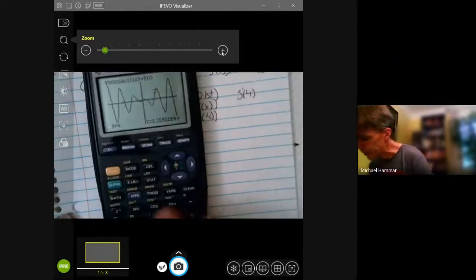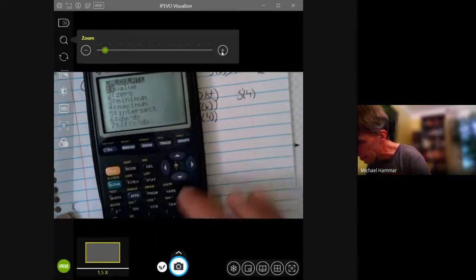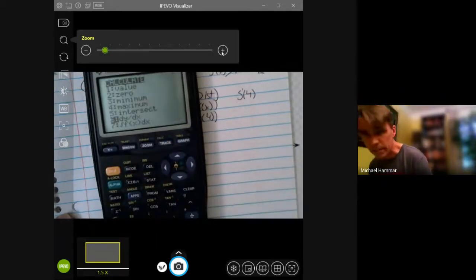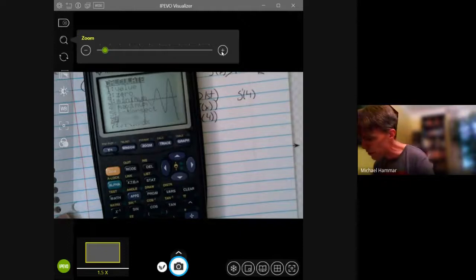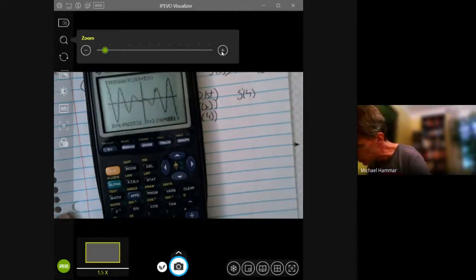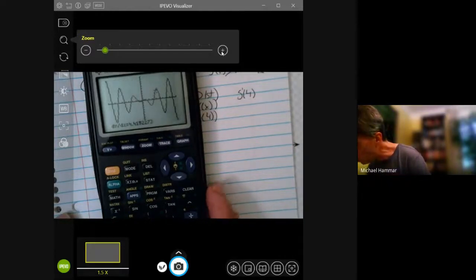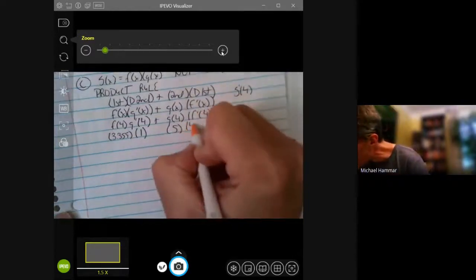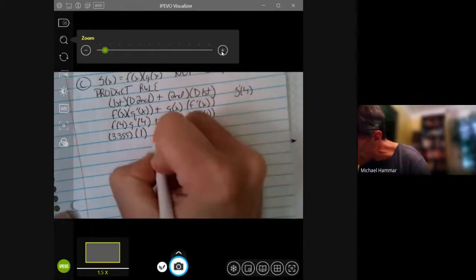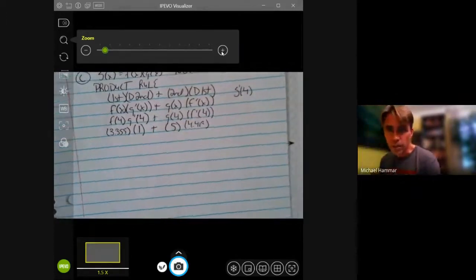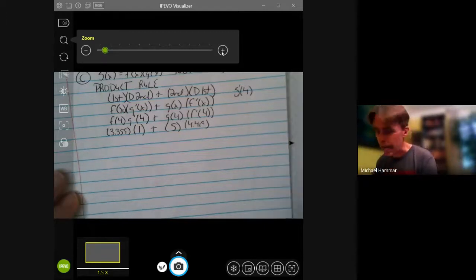But I can also use my calculator, second calculate, to find the derivative by using number 6, the derivative at 4. I'm going to do the same thing and put in x equals 4, and I find the derivative is 4.419. So to find the answer, I need to multiply these out and add them up.